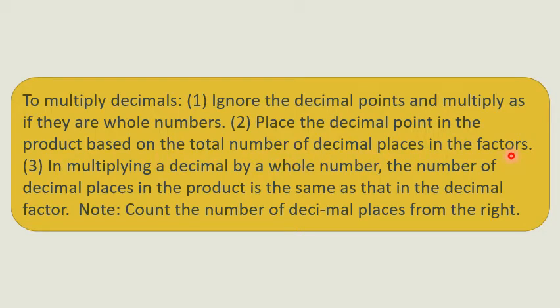So, katulad ng nasa learning task 1, after natin mag-multiply, bibilangin natin kung ilang decimal places mayroon yung dalawa nating factors. And then, simula sa kanan, imumove natin yung decimal point depende kung ilan yung decimal places. And third, in multiplying a decimal by a whole number, the number of decimal places in the product is the same as that in the decimal factor. So let us take note, count the number of decimal places from the right.